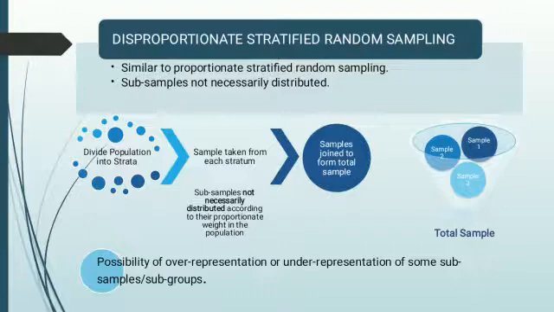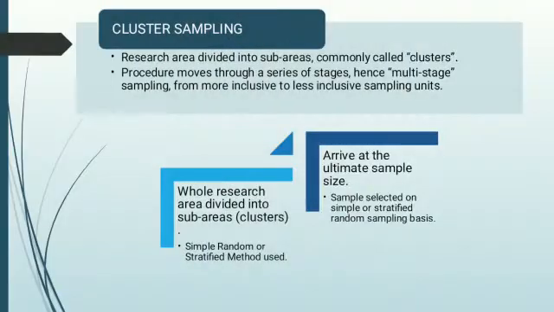And the last one, we have clustered sampling. In clustered sampling, first of all, the whole research area is divided into sub-areas, more commonly known as clusters. The simple random or stratified method is used to select clusters. Finally, the researcher arrives at the ultimate sample size to be studied by selecting samples on a simple or stratified random sampling basis.